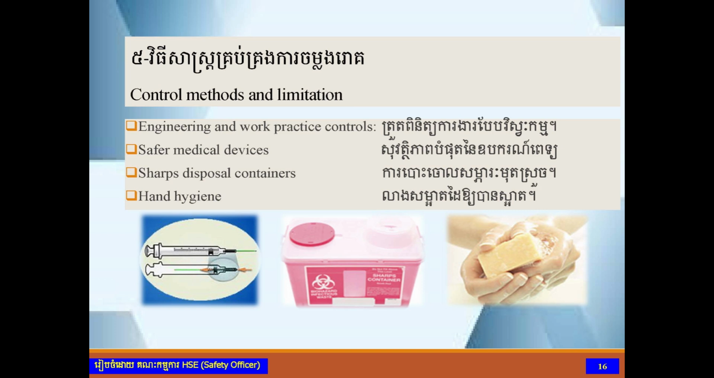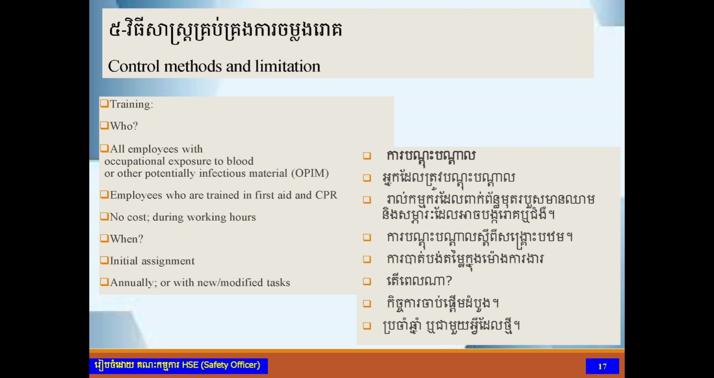Hand hygiene. 17. Training. Target audience: all employees with occupational exposure to blood or OPIM, other potentially infectious materials, including those trained in first aid and CPR, cardiopulmonary resuscitation. No cost for training, provided during working hours. Timing: initial assignment, annually, or when new or modified tasks are introduced.